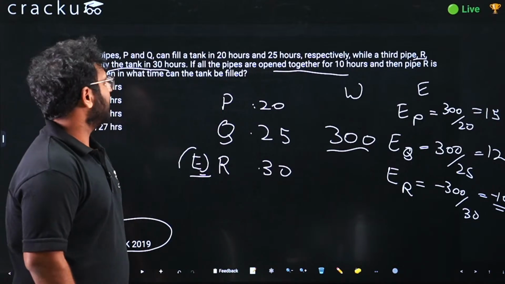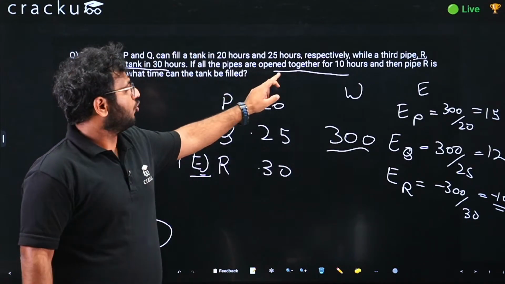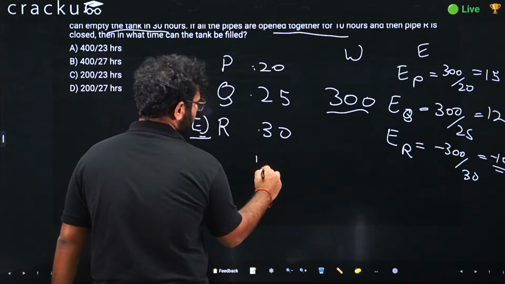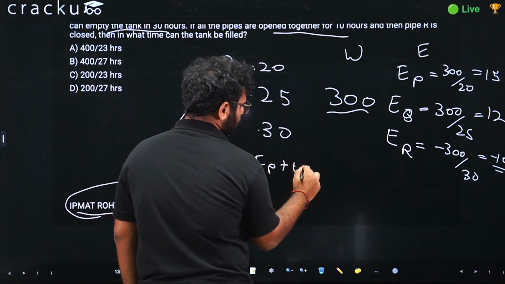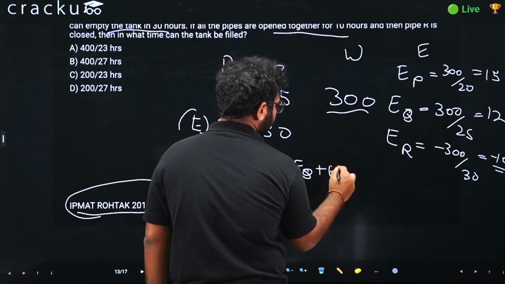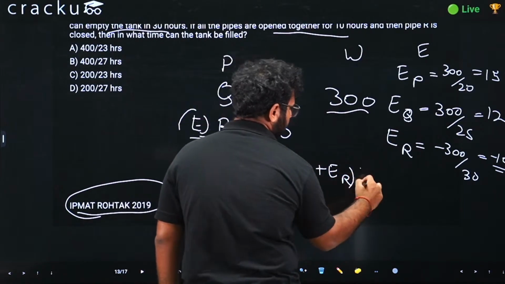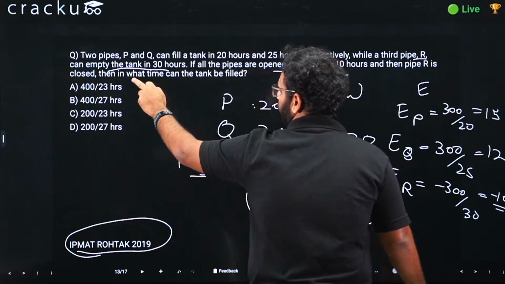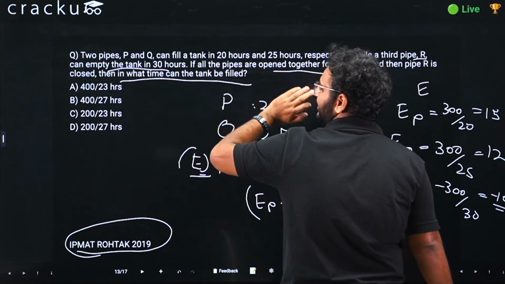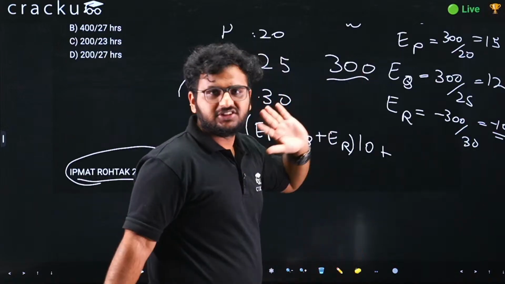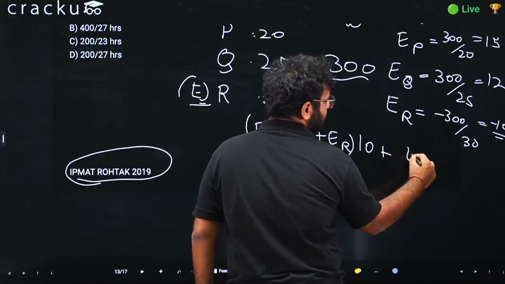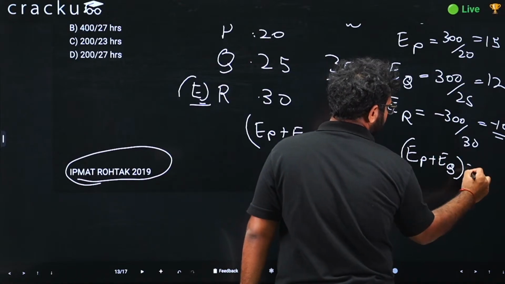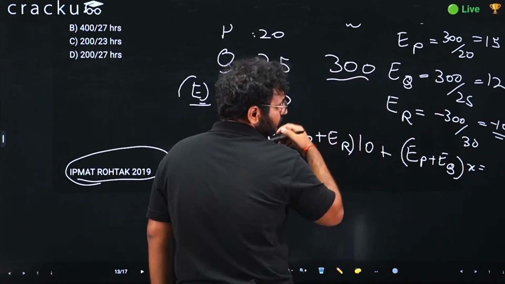Now if all the pipes are open together for 10 hours, so everything is working, it is (EP plus EQ plus ER) into 10, plus what is given in the question: then pipe R is closed. Then in what time can the tank be filled? Now pipe R is closed, so what is left? (EP plus EQ) into X is equal to total work. Total work is 300.